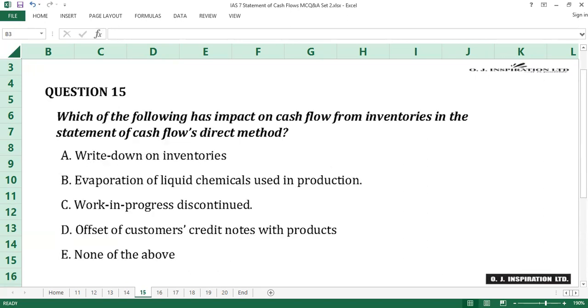Question number 15. Which of the following has impact on cash flow from inventories in the statement of cash flow direct method? A, write down of inventories. B, evaporation of liquid chemicals used in production. C, work in progress discontinued. D, offset of customers' credit notes with products. E, none of the above. Time counts.